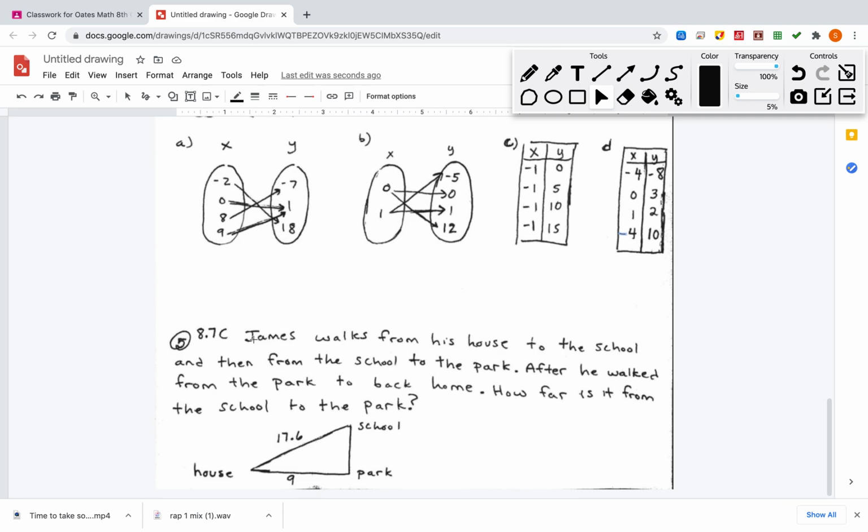James walks from his house to the school and then from his school to the park. After he walks from the park, he goes back home. So how far is it from the school to the park? So first, he starts at the house and he goes to the school. Then he goes from the school to the park, which is what we don't know. And then he goes from the park back to the house. So essentially what it's wanting us to do is find the missing side of this triangle.